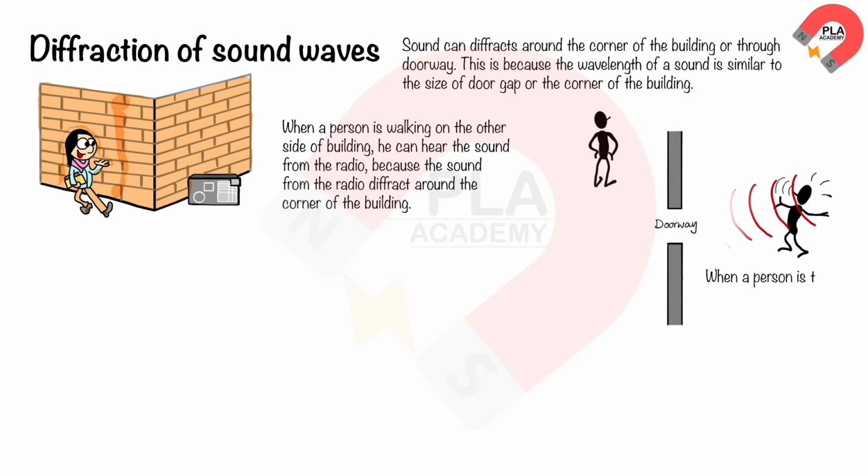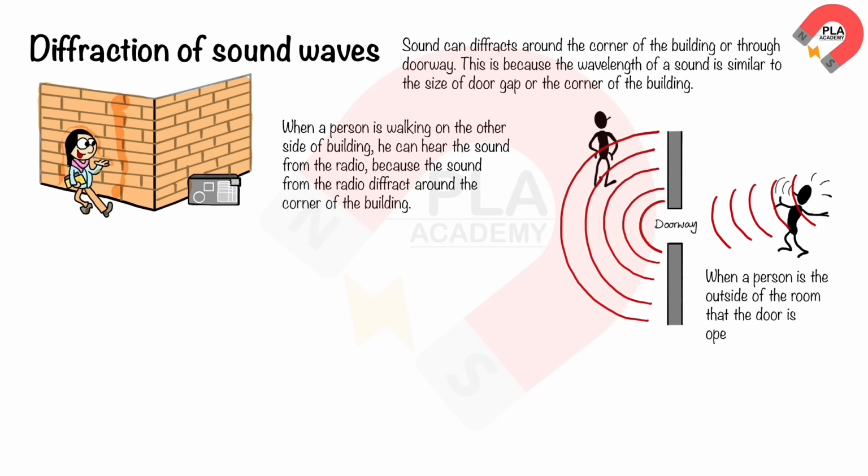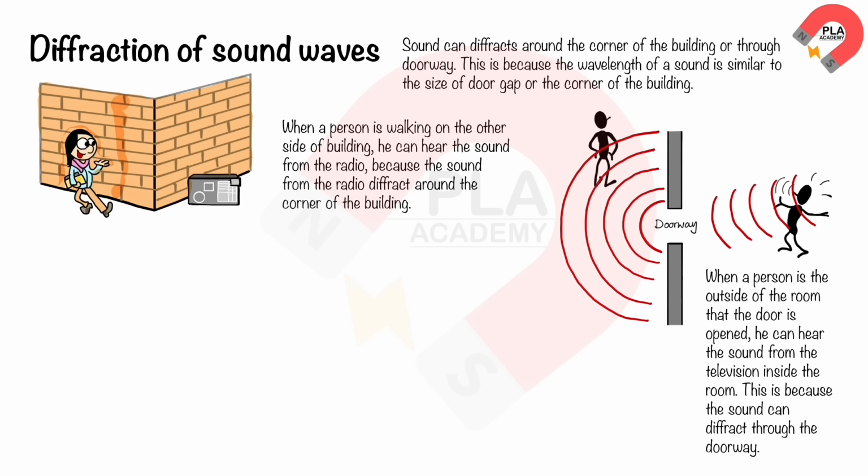When a person is outside of a room where the door is open, he can hear the sound from the television inside the room. This is because the sound can diffract through the doorway.